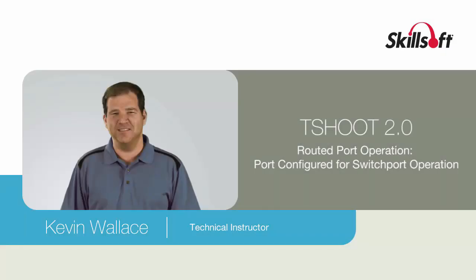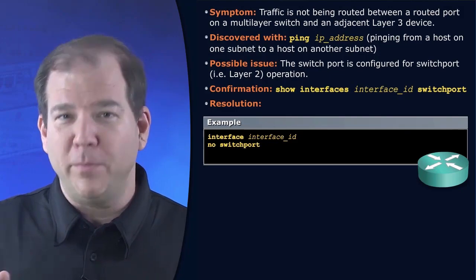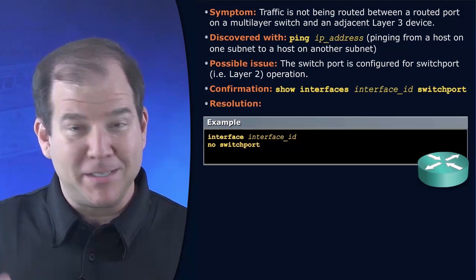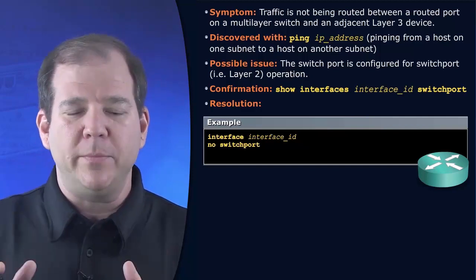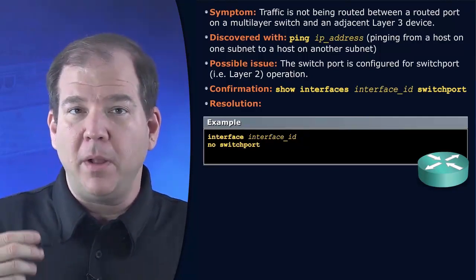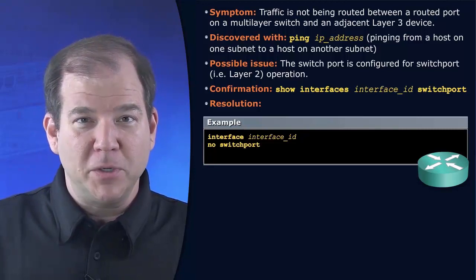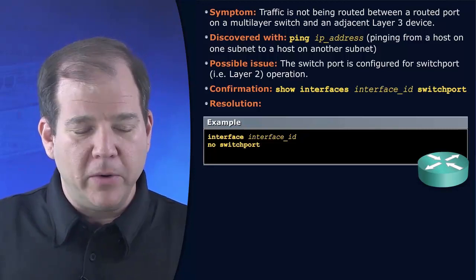A really common issue that we might have with a routed port on a switch is that it's not really a routed port. We neglected to convert it from a switch port to a routed port. In fact, if we try to apply an IP address to a regular switch port, we're not allowed to do that. That's not going to be a recognized command.